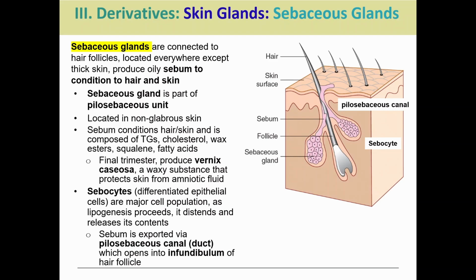So in those, we find things like triglycerides, cholesterol, wax esters, squalene, fatty acids. We do see that these glands also produce the vernix caseosa, which is this waxy, cheesy substance that protects the skin in utero. And then sebocytes are basically the ones that produce this. From there, we have a duct that will carry the sebum from the gland up to the surface of the skin, which will open up through the hair follicle.